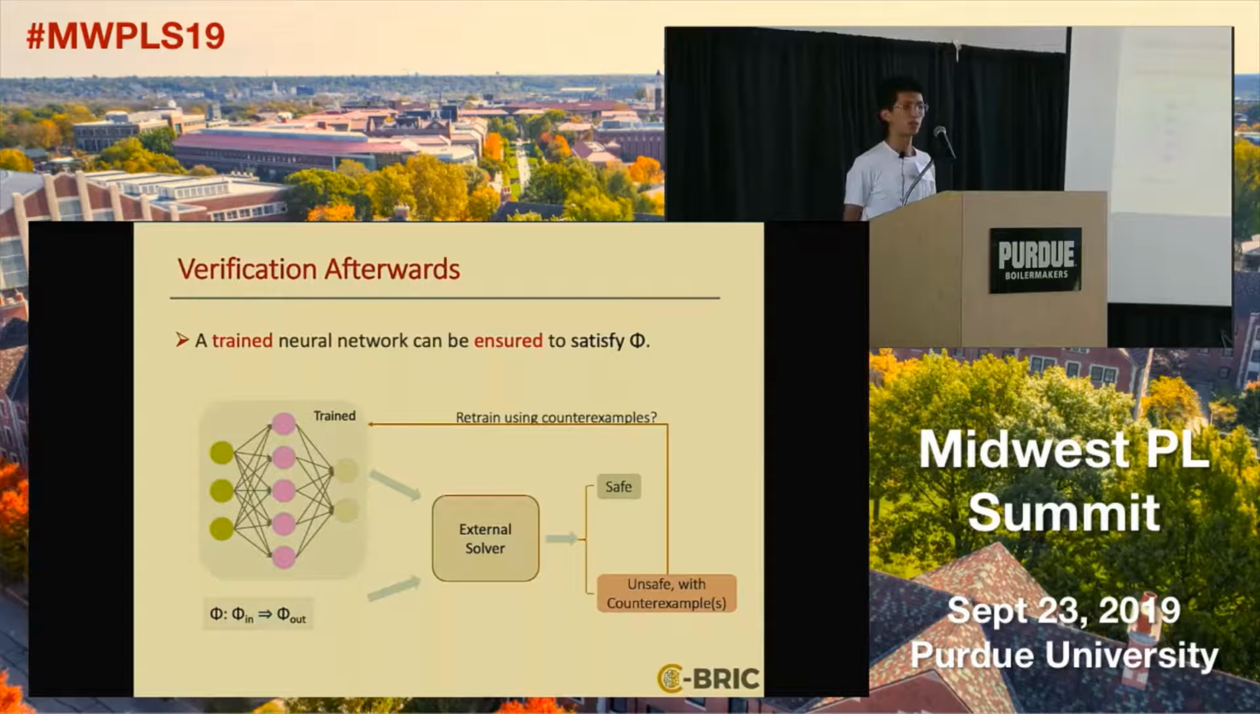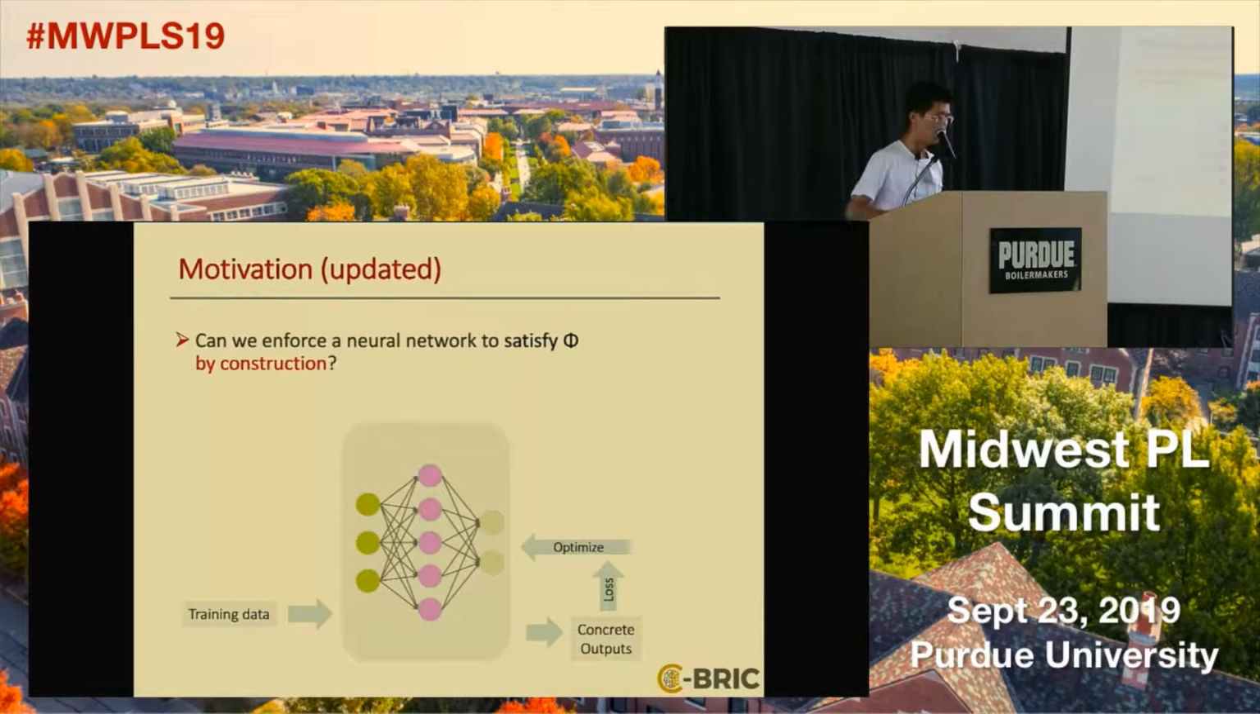Unfortunately, that may not be the case. One issue is that it may be endless to keep querying the solver, which keeps giving you more counterexamples, and you just don't know how many of them are necessary. Also, these counterexamples are usually few in number compared to the hundreds of thousands of training data in a training set. So let's revise our motivating question: can we enforce the neural network to satisfy phi in a more principled way, as if correct by construction?